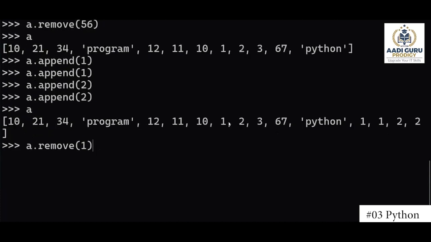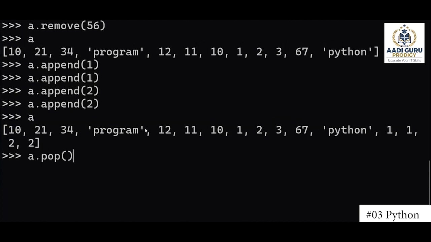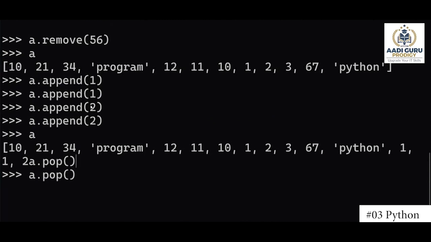But if you want to remove whatever item you want, it might be a second occurrence, a third repeated value, a fourth repeated value, it doesn't matter. For that we have another operation called a.pop. a.pop is another operation. So now, to delete something, we are using remove, and again, to delete something, we are also using pop.